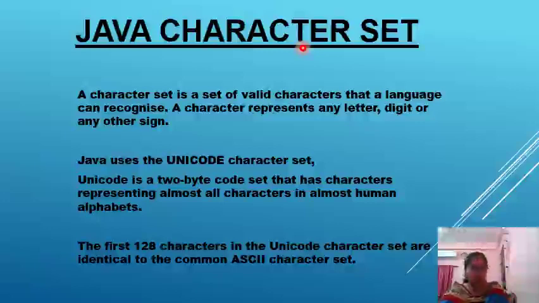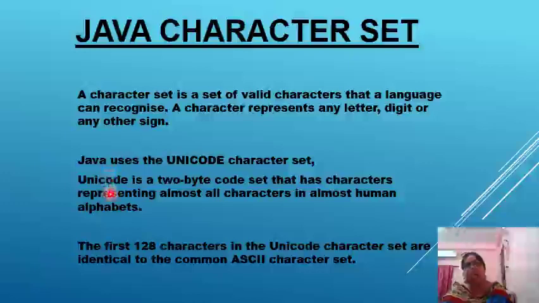A Java program contains a sequence of characters to represent a statement, and these belong to its Unicode character set. A character set is a set of valid characters that a language can recognize. A character represents any letter, digit, or any special character also. So, the Java character set uses only two types of character set, that is Unicode and ASCII character set.